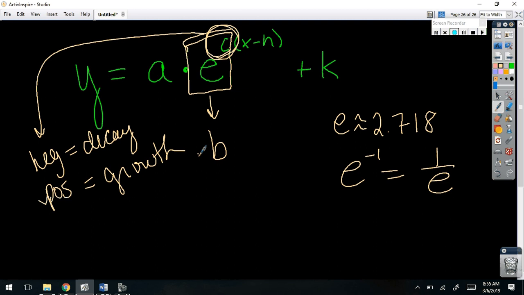And if it's not there, what is it? 1, because it's being multiplied. Okay, so if it's not there, it's just e is the b. e is the b and it's growth. Is that confusing? Negative. Sorry. That kind of looks like an H. So I think I'll show you an example of each, and you'll probably be good after that.